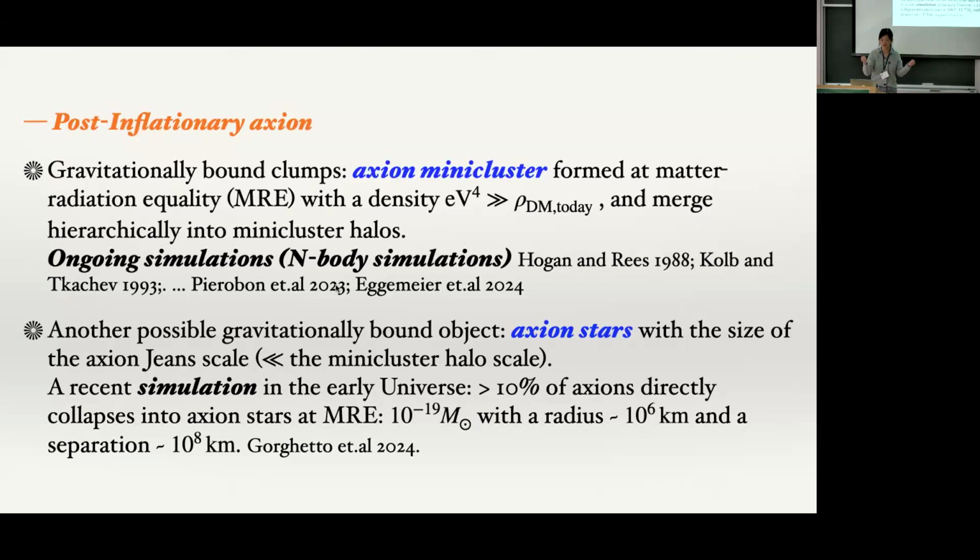And later, these mini-clusters could merge hierarchically into mini-cluster halos. Again, this is a subject of ongoing simulations, what the distributions and spectrums are, and whether they will survive tidal disruptions. Another possible gravitationally bound object is the so-called axion stars. These are even smaller objects with size of the axion Compton scale, which is much below the mini-cluster halo scale. Actually, recent simulations of the early universe suggest that maybe more than 10% of these axions would directly collapse into axion stars with asteroid masses and the size of the Earth-moon distance.